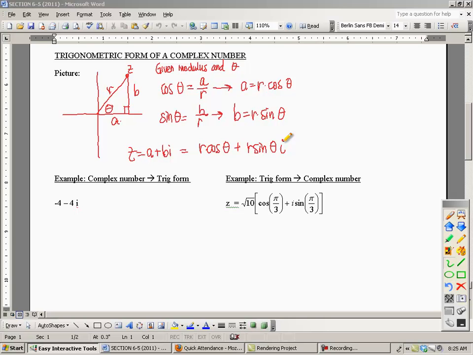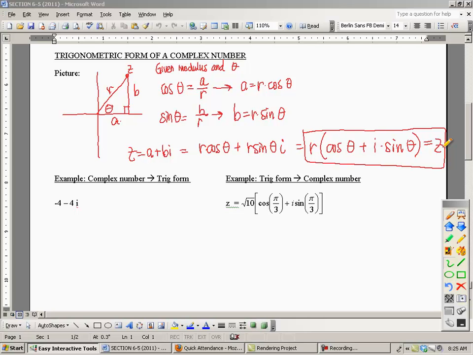Now, what do they have in common? Well, they each have an r, so I'm going to pull out the r, and I have then the cosine of my angle, plus, and I'm going to put my i first, i sine of my angle. And this is how we write a complex number in trig form.